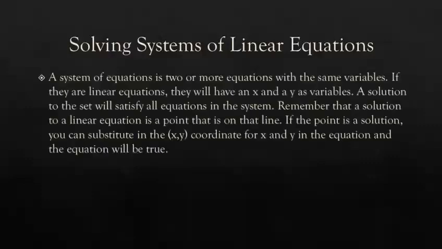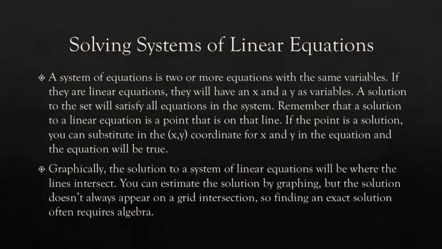In a system of equations, we have two or more equations with the same variables. If they're linear equations, we'll have an x and y as their variables. A solution to the set would satisfy all equations in the system. So if that solution is to a linear equation, it would be a point on that line. If the point is a solution, you could substitute in the x and y coordinates for the x and the y in the equation, and the equation would be true. If it's two or more equations, it would be true in each equation that you have.